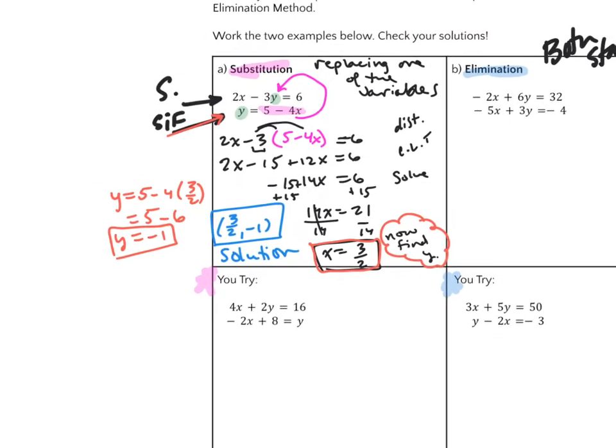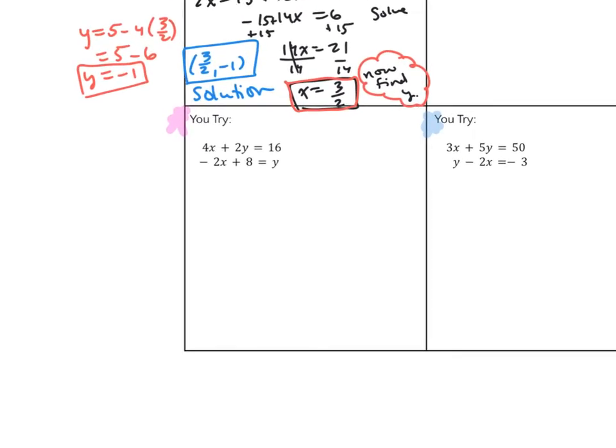Okay. So for the U try box, same thing, same idea. I would plug all of this into that y spot because I'm saying y equals that. So I'm going to plug it all in there. I want a pen. 4x plus 2 in parentheses, equals 16. So again, I'm replacing y, and then we can find x.